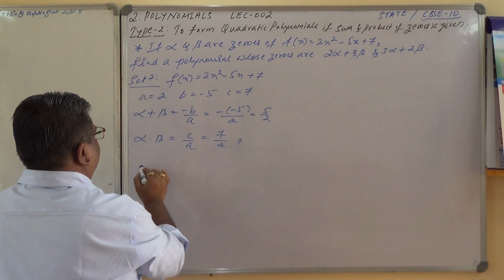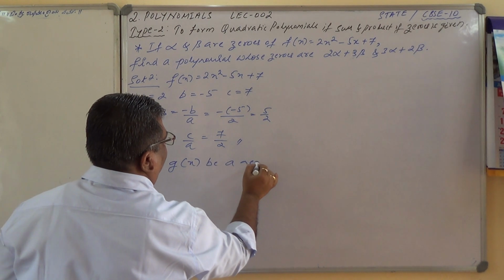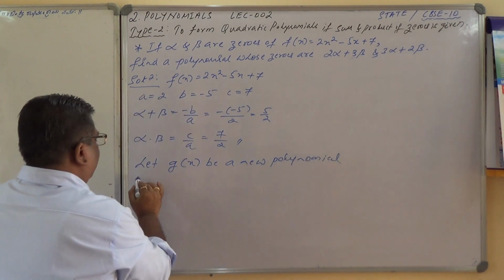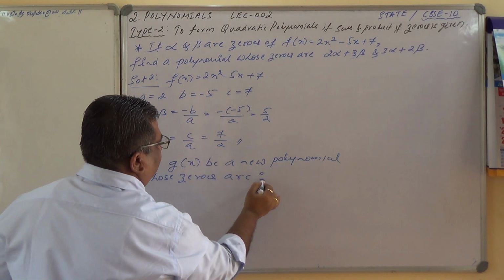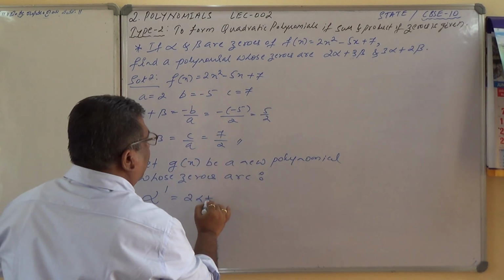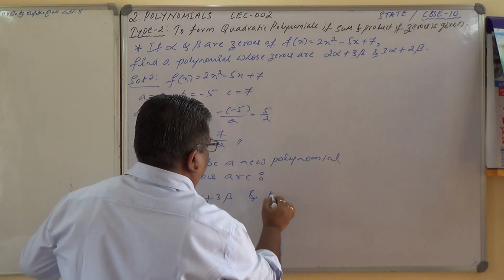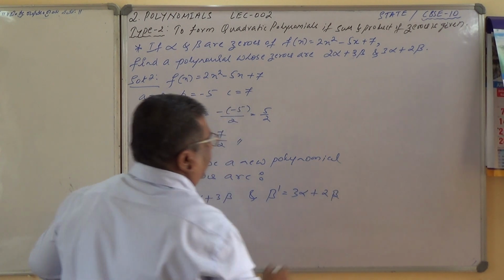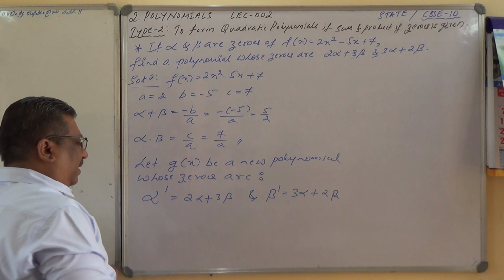So what we will do is, let g of x be a new polynomial whose zeros are alpha dash equals 2 alpha plus 3 beta and beta dash equals 3 alpha plus 2 beta. I hope you understood here. These are the new zeros of which we have to form a polynomial g of x.